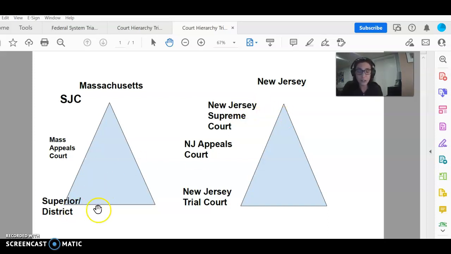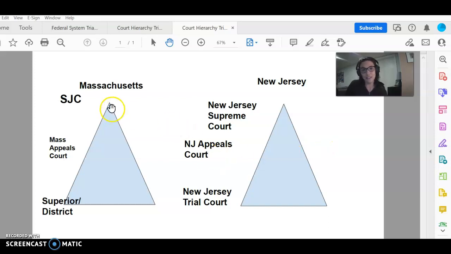The Superior Court judge here in Massachusetts doesn't have to follow what the Supreme Court of New Jersey said. Yes, it's a higher court, but it's not binding authority. The Supreme Court of New Jersey is not binding authority on a lower court in Massachusetts. In fact, it isn't binding authority on any court in Massachusetts, but it can be persuasive.